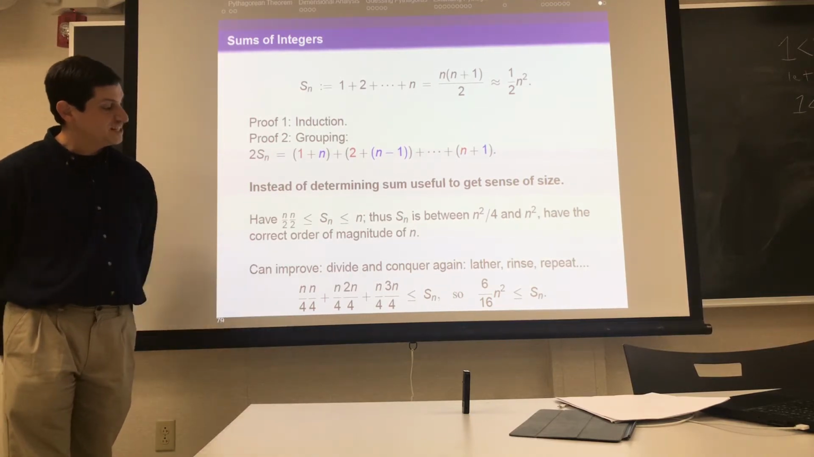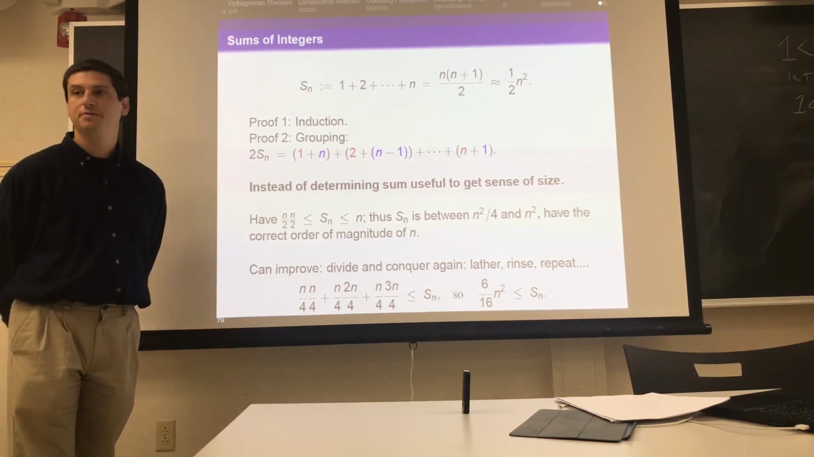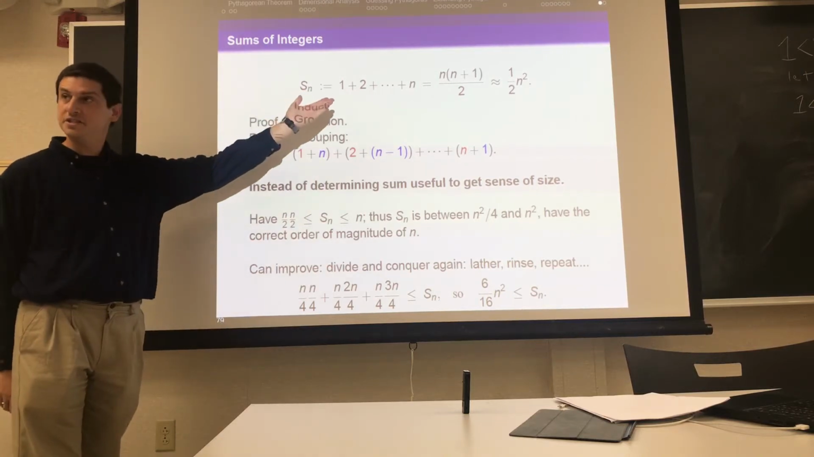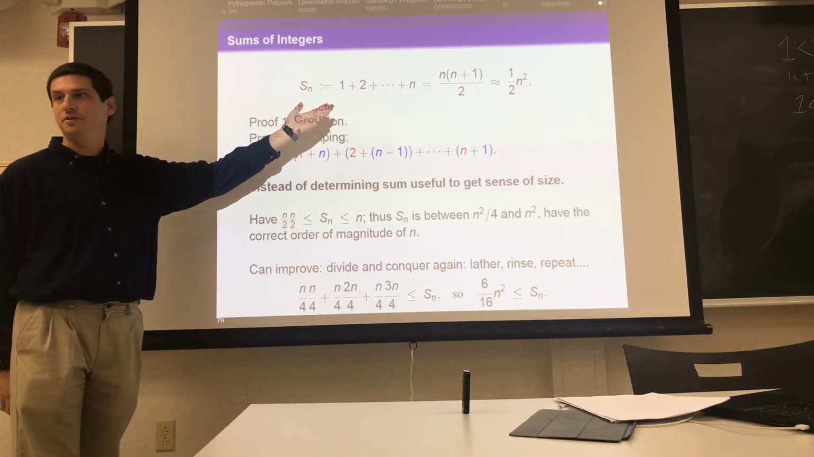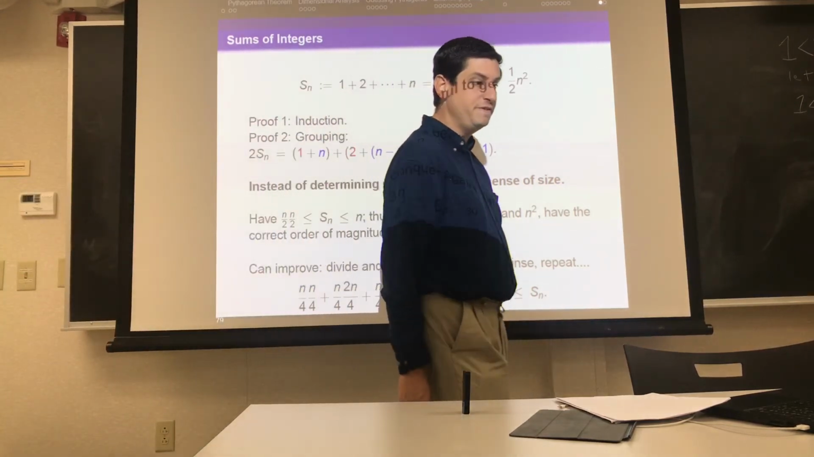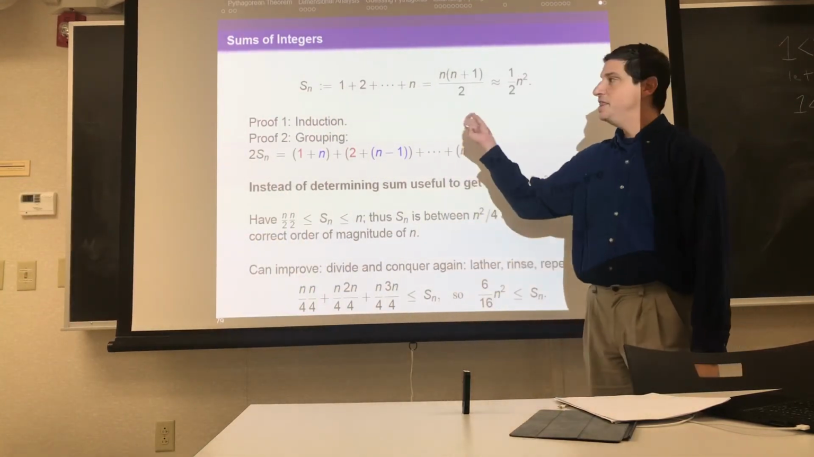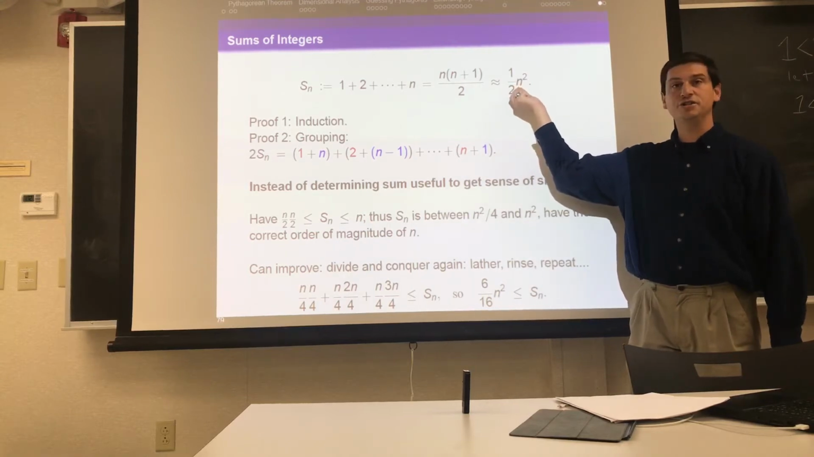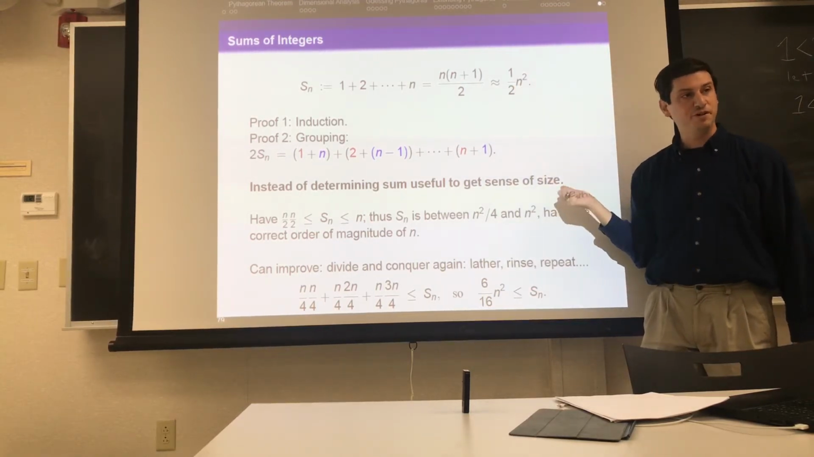And so when the dust settles, you get 6/16 n squared. The correct answer is 1/2. 6/16 is not bad. You could also get the upper bound without too much trouble, and you would be fairly close. So again, this is the power. Without trying to get the exact constant of 1/2, we can get fairly close.